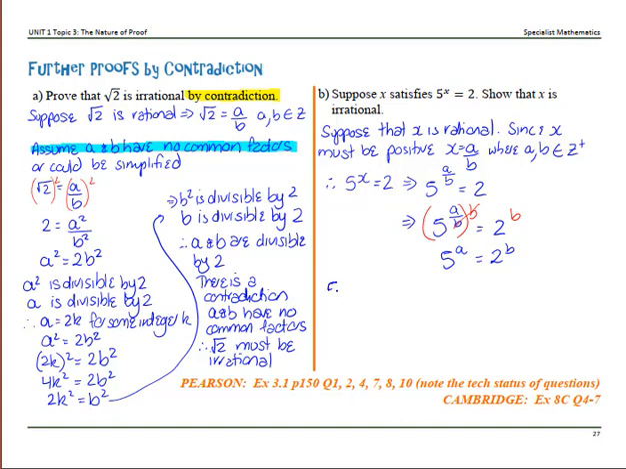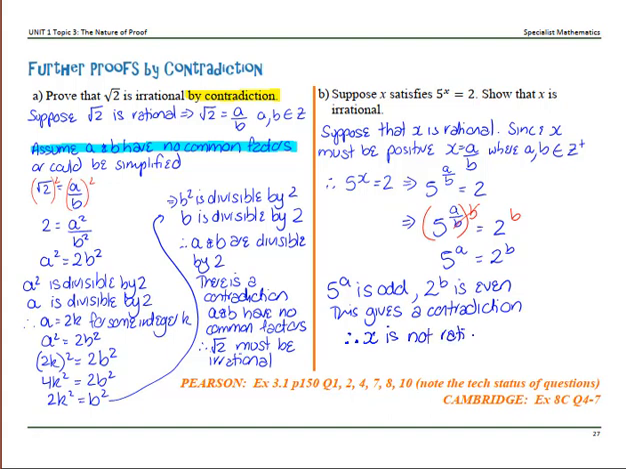Okay, now 5 to the a is odd. 2 to the b is even. Now that can't be right. That gives a contradiction. You can't have odd equals even. So therefore, x is not rational. It must be irrational.